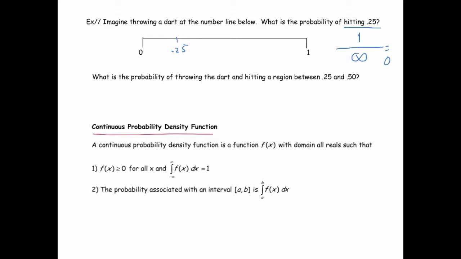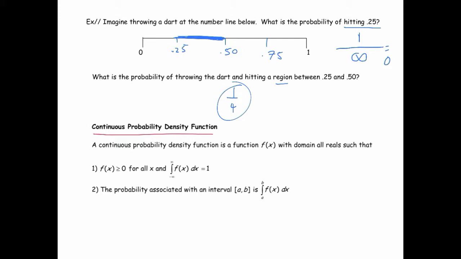What you can ask though is the probability of throwing the dart and hitting a region between two numbers. So between 0.25 and 0.5, for instance. So what would the probability be of you hitting somewhere in this region? Well, now we can clearly make an argument that that is 1/4 of that entire distance. So we should expect that we have a 1 out of 4 chance of hitting in that region if we throw it randomly.